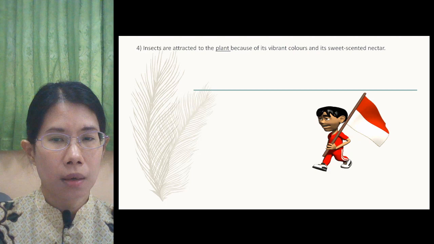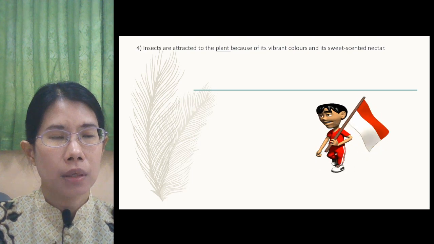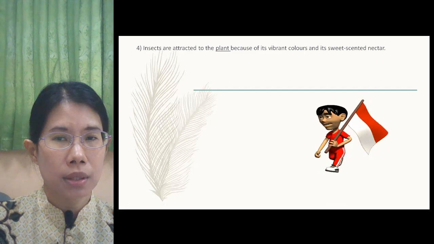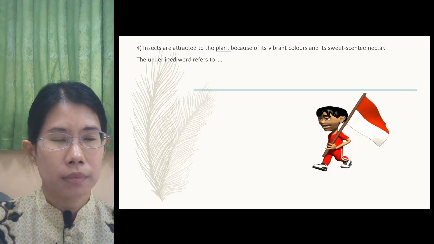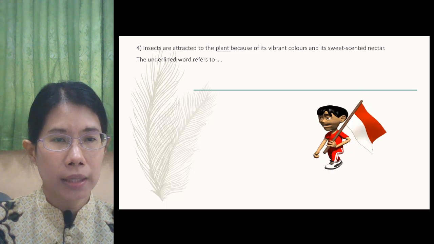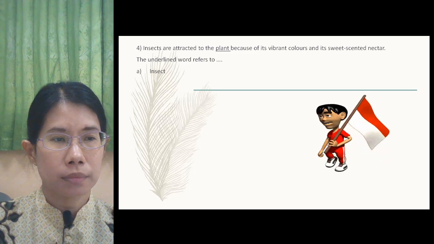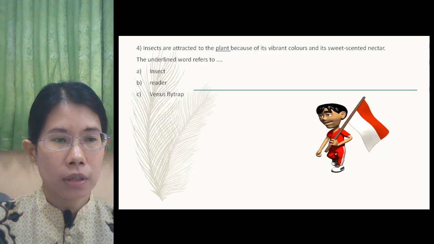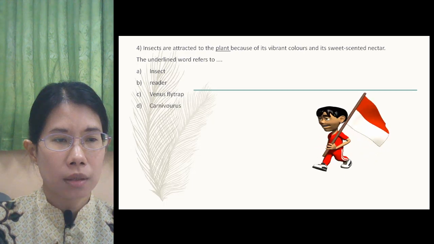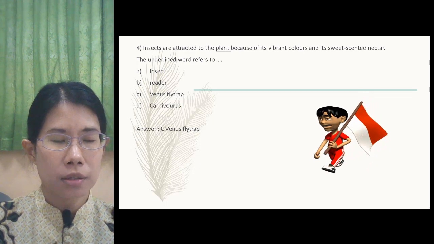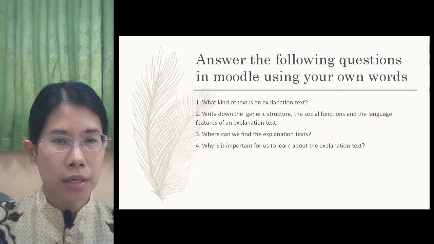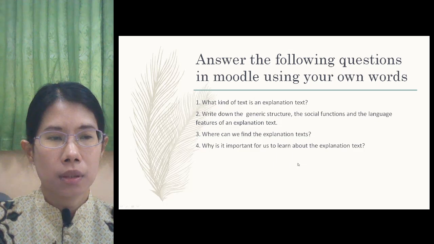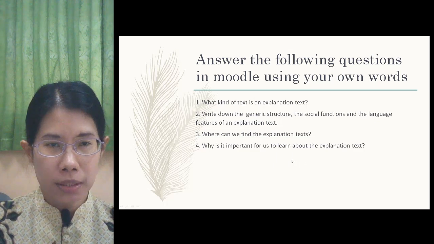Now this will be our last question for the session today. Insects are attracted to the plant because of its vibrant colors and its sweet-scented nectar. The underlined word plant refers to A, insect, B, weeder, C, Venus flytrap, D, carnivorous. Yes, the right answer is C, Venus flytrap. Now, that will be the explanation for explanation text.